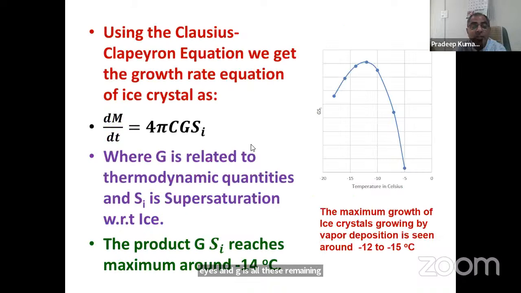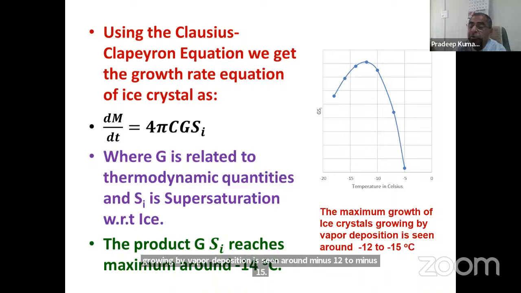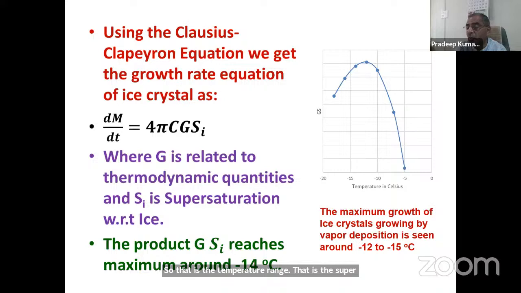Now from this Clausius-Clapeyron equation, I have calculated the product Gi Si, and Gi Si is the product which reaches maximum around minus 14 degrees Celsius. So the maximum growth rate of ice crystals growing by vapor deposition is seen around minus 12 to minus 15. So that is the temperature range where, if the supersaturation is very high, you have the dendrite type crystals growing. Because from the lab experiments, I know that growing a dendrite is very, very difficult because we have to maintain a very high supersaturation at these temperatures. So at very high supersaturations between minus 10 to minus 15, you can get the dendritic growth of the ice crystals.